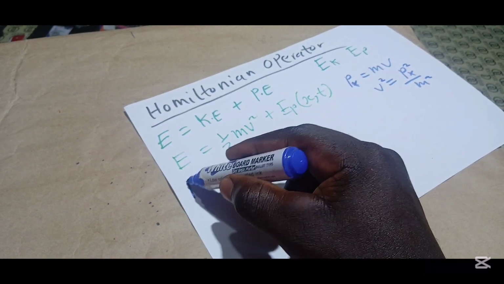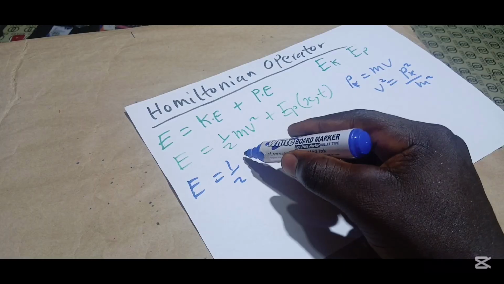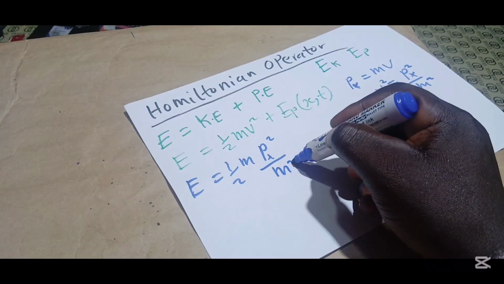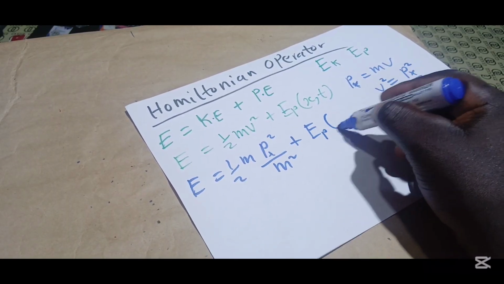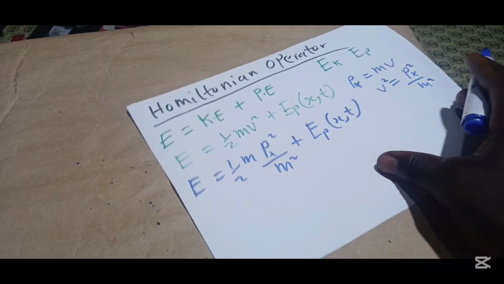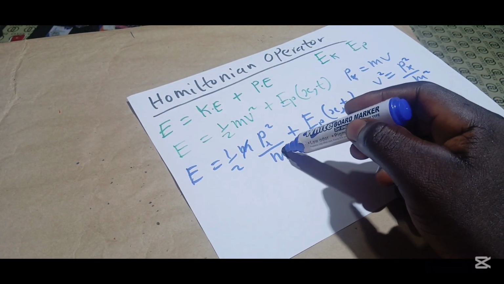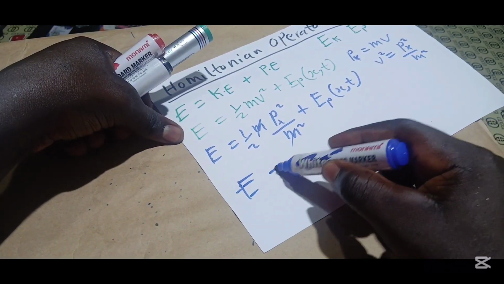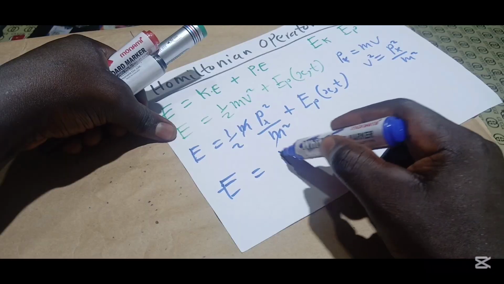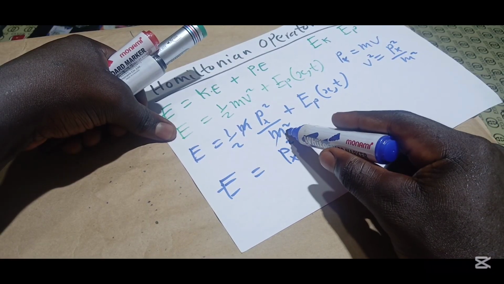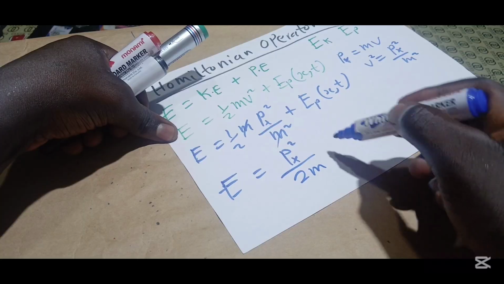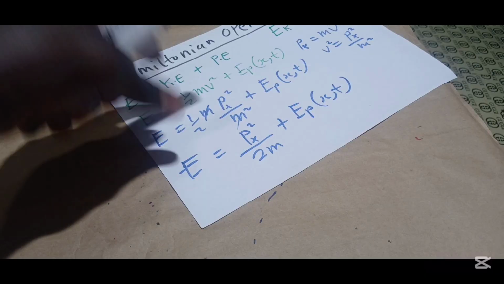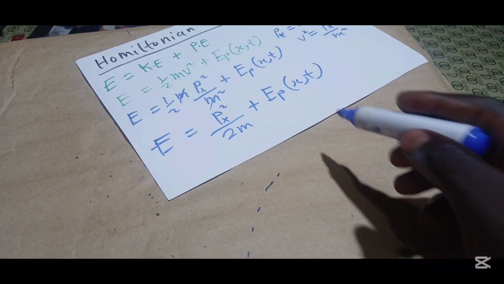So here we get our total energy to be half m times px squared over m squared, plus our potential energy term. In this case, one of the m cancels, so we get our energy term to be px squared over 2m, plus EP of x, t. So now this is a classical Hamiltonian, right?